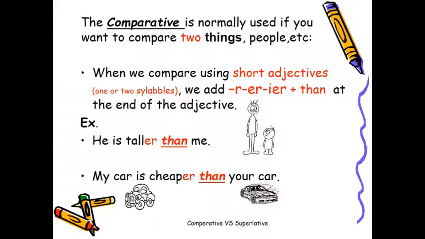So when we compare by using short adjectives, we add the endings er or ier, plus then at the end of the adjective. You're taller than me. My car is cheaper than your car. In this case, I have a comparison between two persons, or a comparison between people. My car is cheaper than your car: we have here a comparison between two cars.